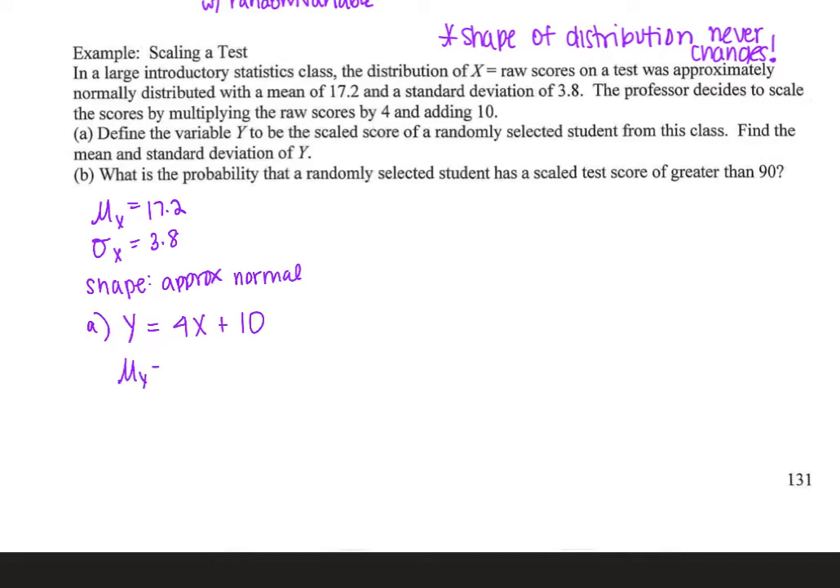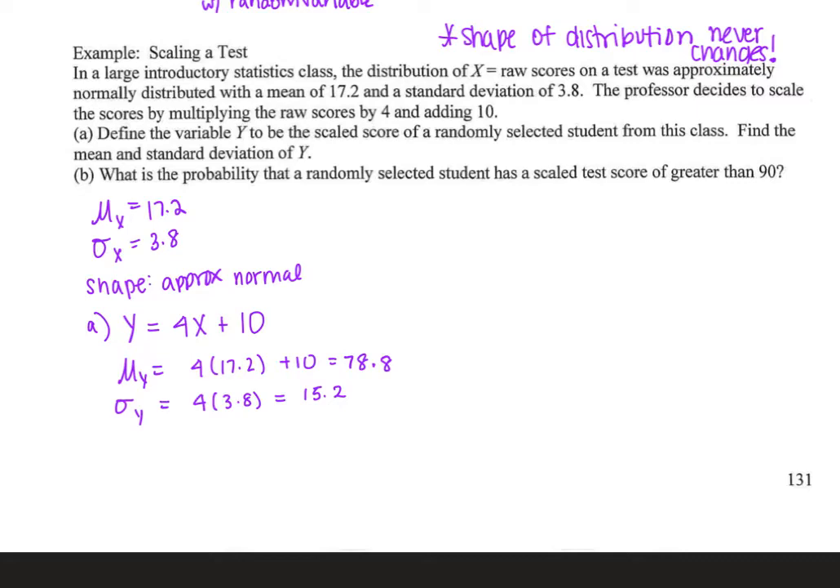And so we've defined this variable, find the mean and standard deviation of y. So mu of y is going to be 4 times 17.2 plus 10, because the mean is affected by adding and multiplying, and I get 78.8. The standard deviation of y is 4 times 17, not 17.2, 4 times 3.8. And I don't add 10 for the standard deviation because that's not affected by adding and subtracting. And so I've got a new mean and a new standard deviation.